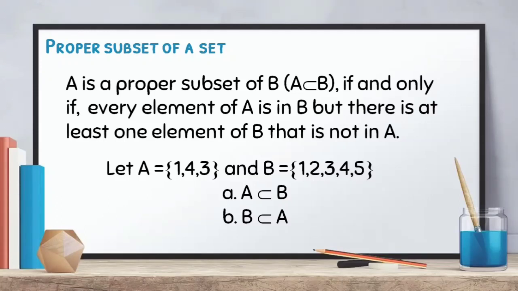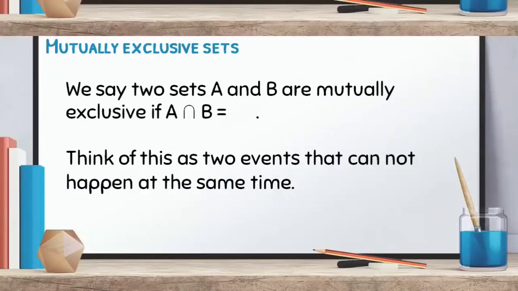Okay? Now, what if we're going to interchange? Is B a proper subset of A? Okay, so let's check. Let's consider our set B. First, if and only if every element of B is in A. So are all elements of B in A? Definitely not, right? Because 2 and 5 are not elements of A. So with that, it shows that B is a proper subset of A is false. All right, any question? Okay, let's proceed.